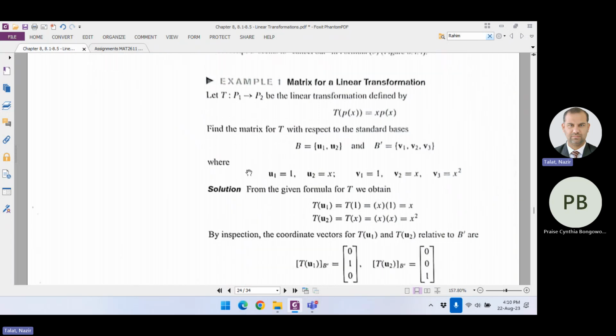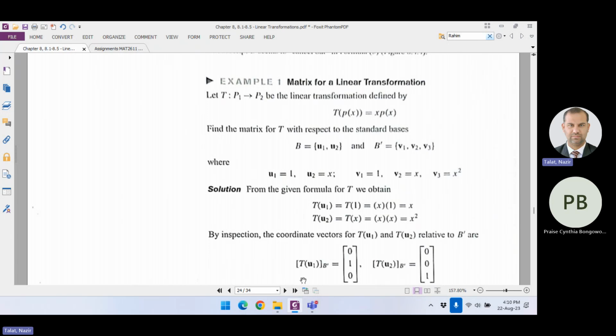So now look, the idea is quite the same. If we apply T to the first element of the basis set, u1, it will give us x times 1, because 1 is the element here, and then it becomes x. And when we apply T to u2, the second element of the basis, it gives us x square.